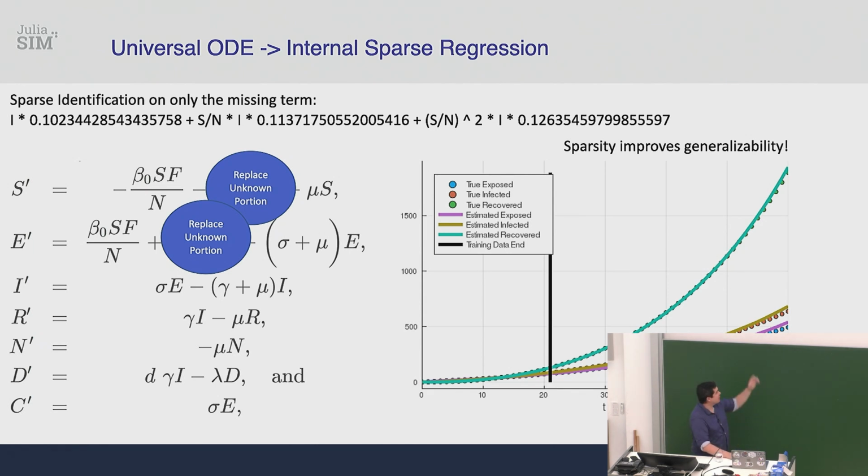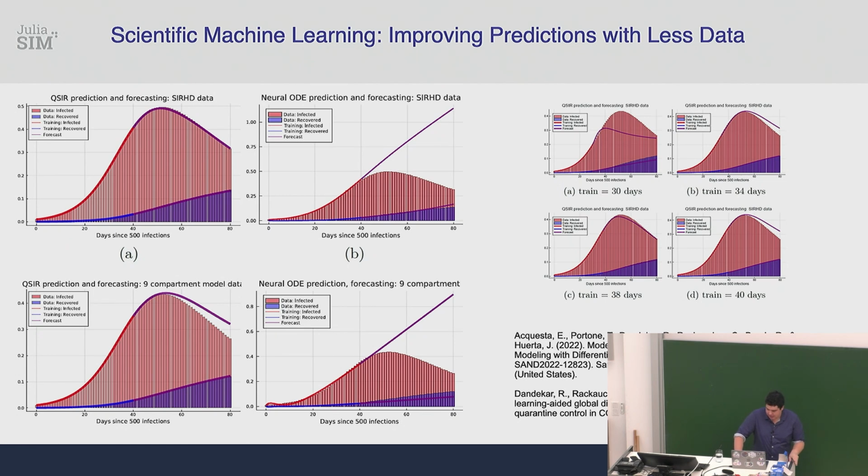If you want to ask a question, I could give you a short proof sketch that we have, but it's still very sketchy. What we can say is that empirically we see over and over and over that the sparsified form does generalize better than leaving the neural network back in there. So it is an interesting piece.